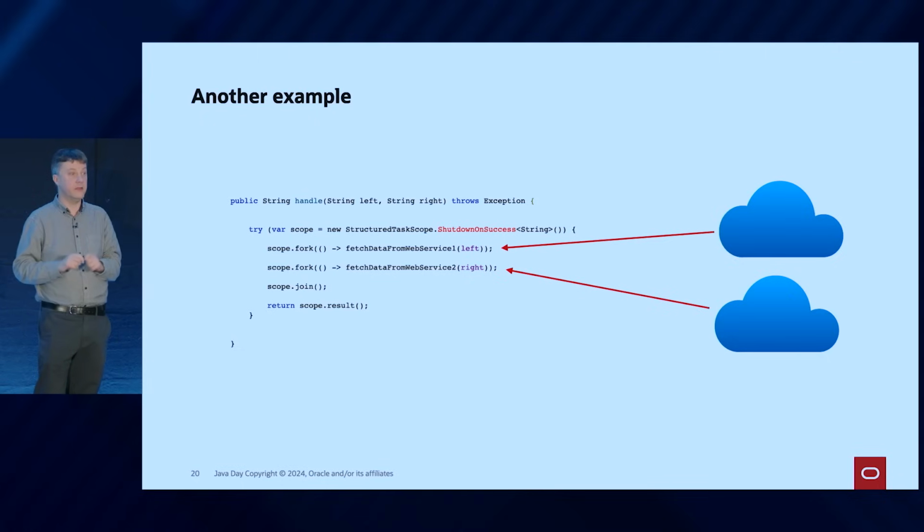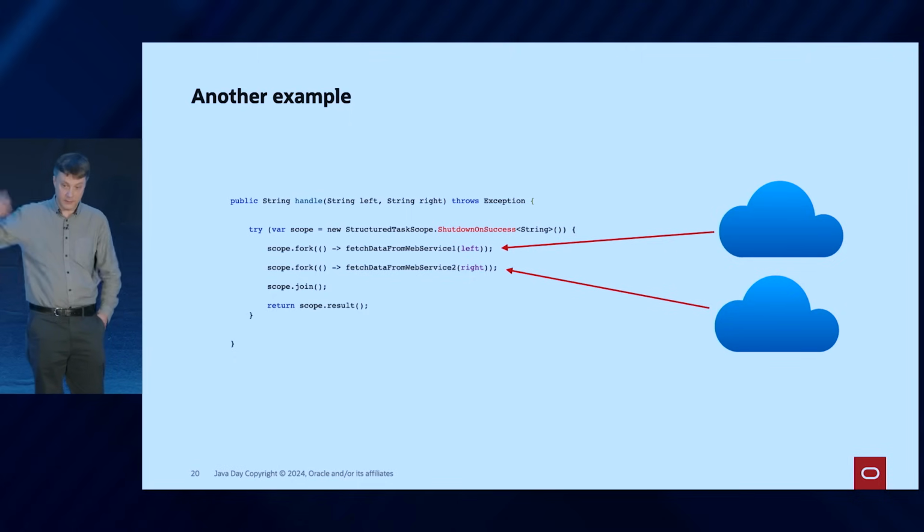So same pattern as before, try with resources, open it, fork, do my single join, and then I go and process the results. The thing about these policies is they provide an API that you can actually use to process the outcome. The policy of shutdown on failure, the only outcome is an exception. When you've actually got a shutdown on success, what is the outcome? The outcome is the winner. In this case, it's the result. So that's what the shutdown on success actually returns you.